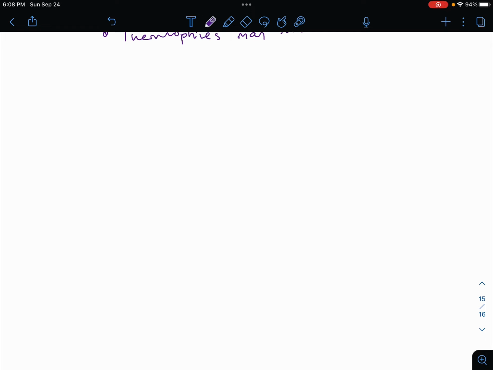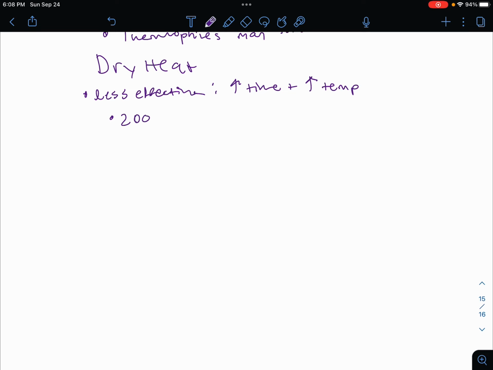Alright, dry heat. Let's talk about dry heat. We already talked about moist heat. This is less effective because of longer time and higher temperature. So again, more energy is spent. For example, it's going to be 200 degrees Celsius for 90 minutes versus the moist heat, which is only 121 degrees Celsius for 15. I'd rather do the 121 degrees Celsius for 15 because of the lower heat that I need to get to, as well as the time.